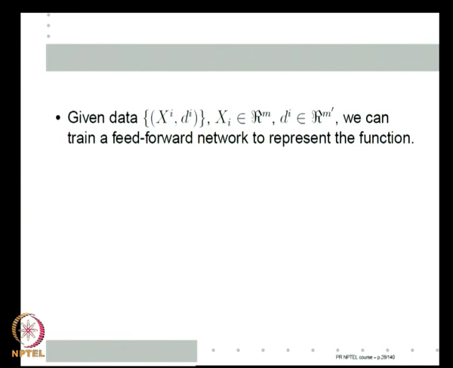So, for the regression problem, what am I given? I am given data (xi, di), xi belongs to Rm, di belongs to Rm prime. We need to train a feed-forward network to represent the function. This is what a regression problem is, right. In general, of course, m prime can be 1 or more. If it is 1, that is the standard regression setting, otherwise we are learning a vector valued function.